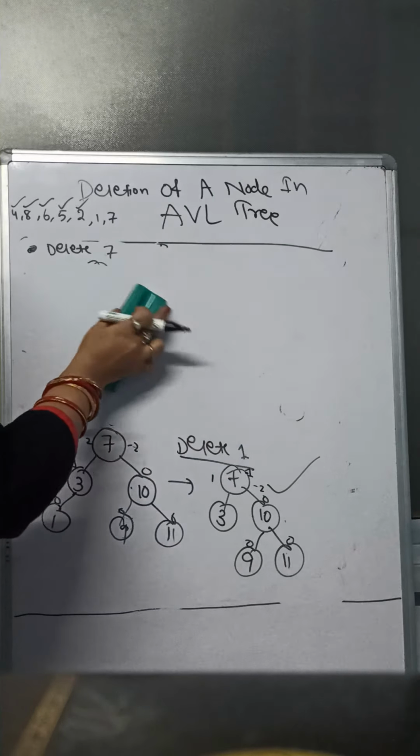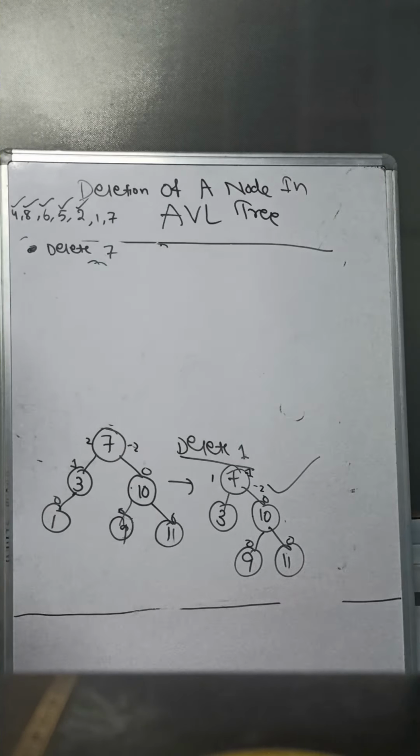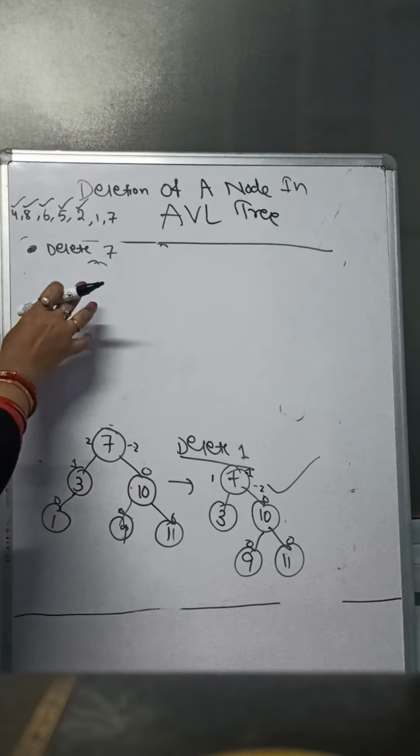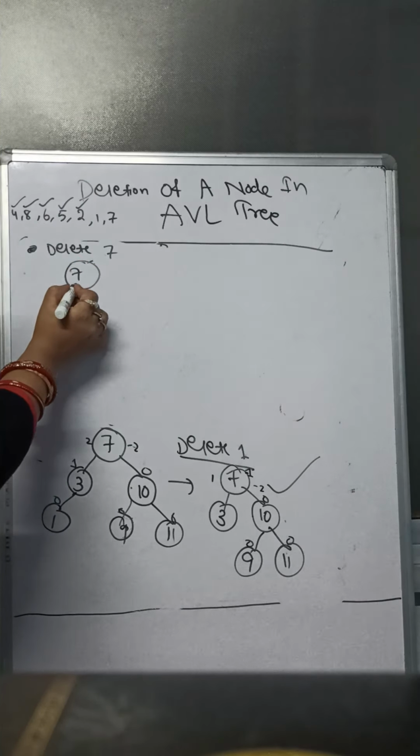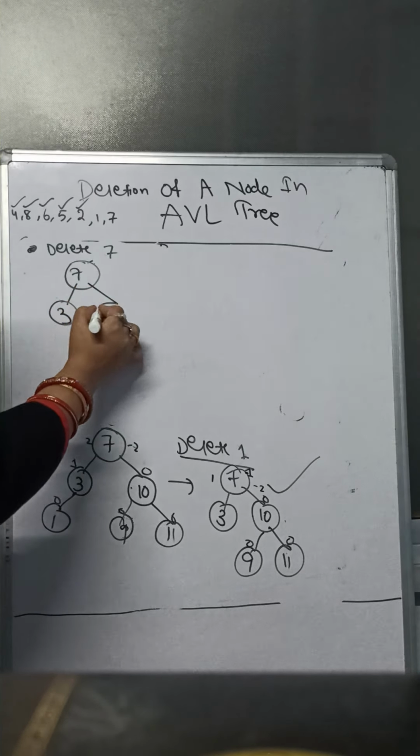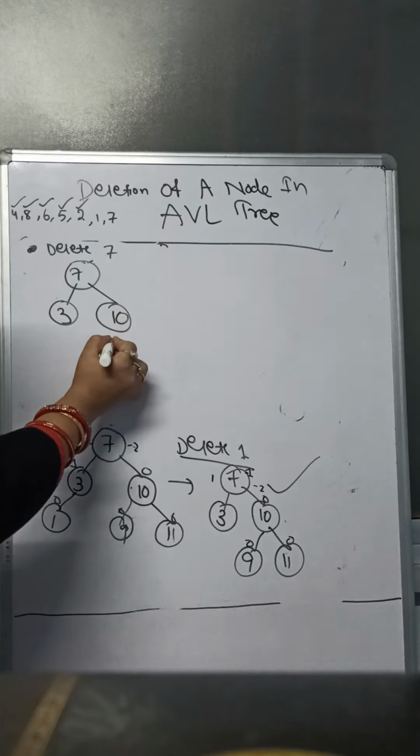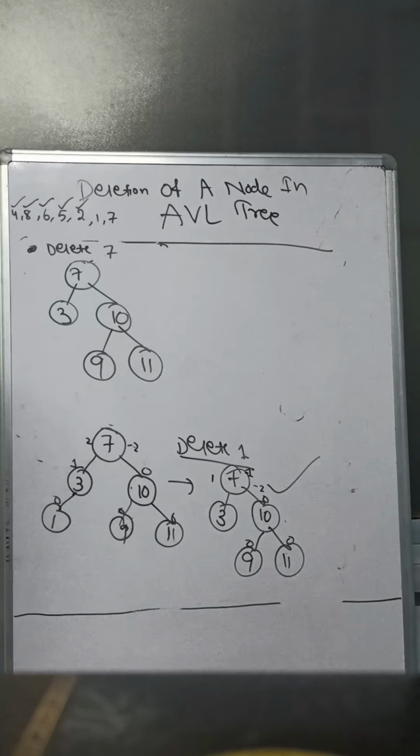First draw the resultant input tree. Okay, now this is my question tree. This is my input tree, and from the input tree I have to delete 7. Just mark 7 as your root node. Okay, I have to delete 7. Now 7 is root.